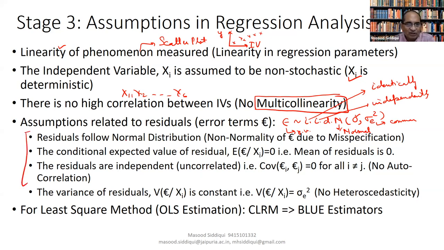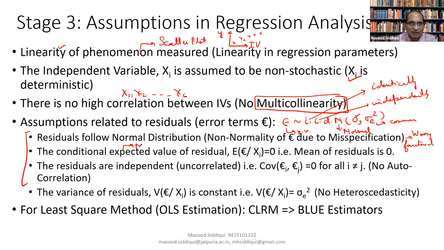Number one, residuals should follow a normal distribution, as we have discussed. If there is non-normality, it is because of misspecification. Misspecification means we have chosen the wrong functional form. If errors or residual terms do not follow a normal distribution, we are using the wrong functional form. Suppose the relationship may be non-linear or exponential, but we are using linear regression.